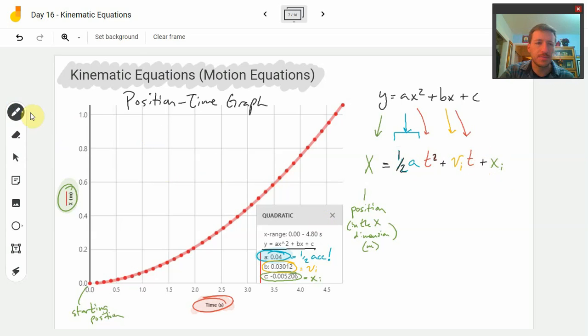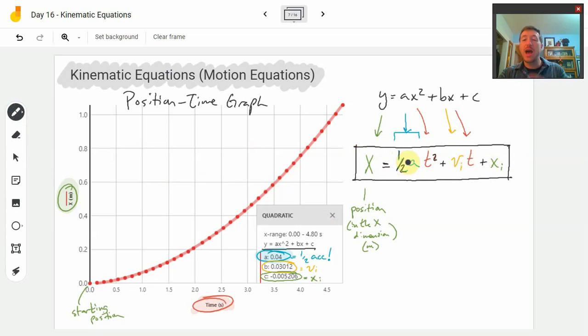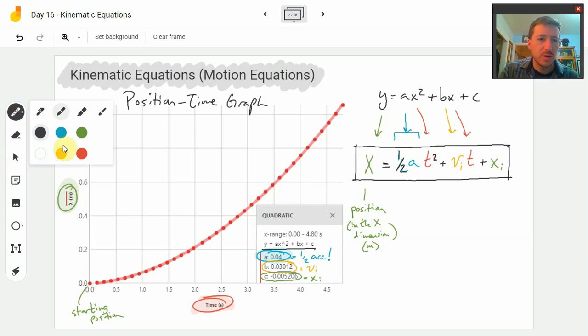So when we string it all together, this is our second kinematic equation, right? The position at any point in time is equal to half the acceleration times the time squared plus the initial velocity times the time plus the starting position. So this one is a little bit more complicated. I'll go ahead and fill these in here.